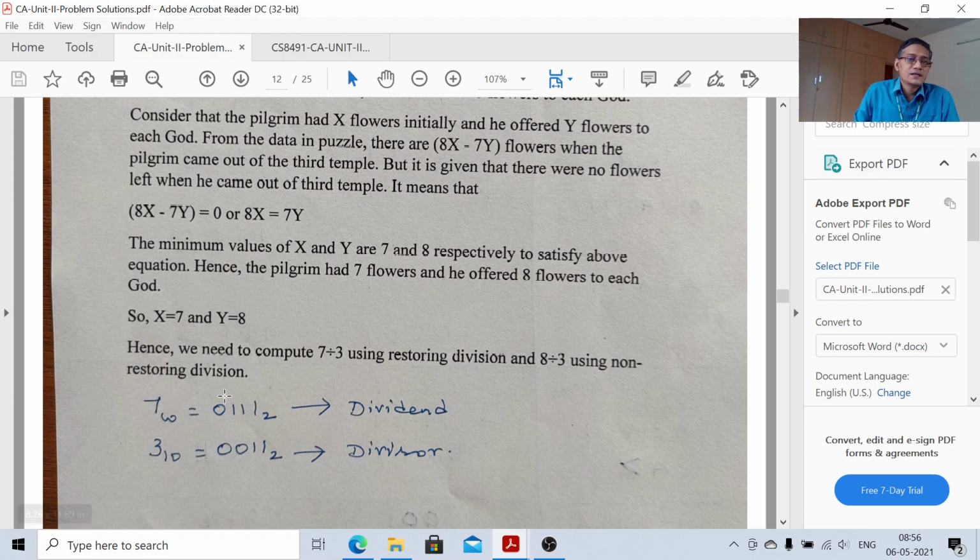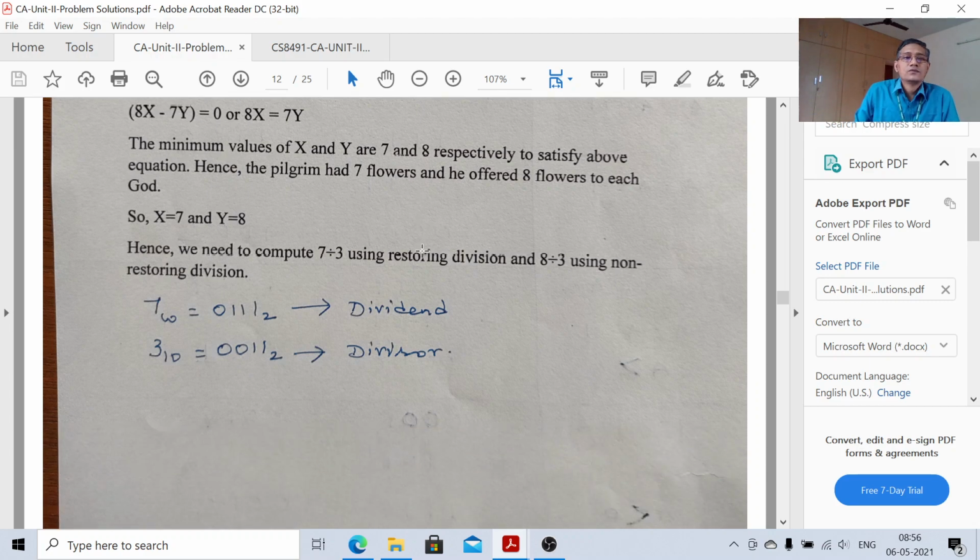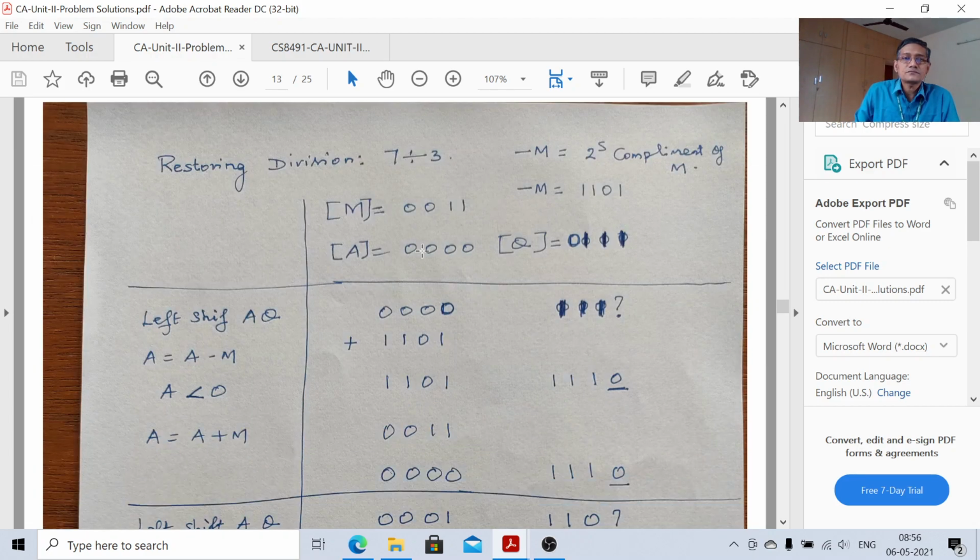So 7 is to the base 10. When you convert it into binary, it is 0111, so it is the dividend. 3 to the base 10, when you convert it into binary, is 0011, which is the divisor. Now we will move on to the first division, restoring division of 7 divided by 3.